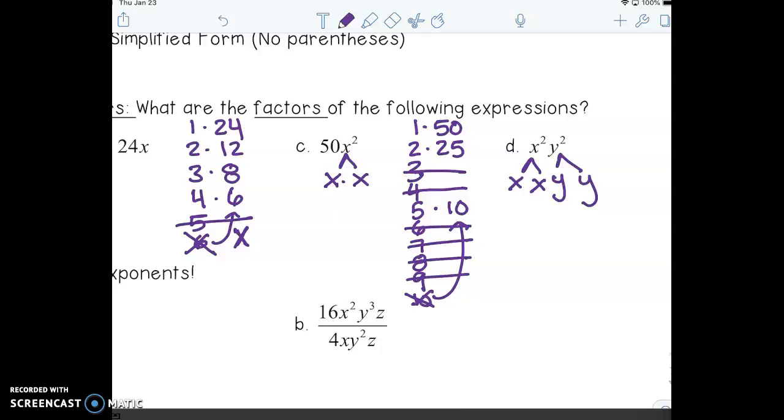Now I can do combinations of that too. So that means I could get like x squared y. I could get just xy. I could get xy squared. Any of those will work. But what's really important is that you understand, if there's two x's that match, they'll go together. If there's two y's that match, they'll go together. If everything has an xy, you'll take the xy.